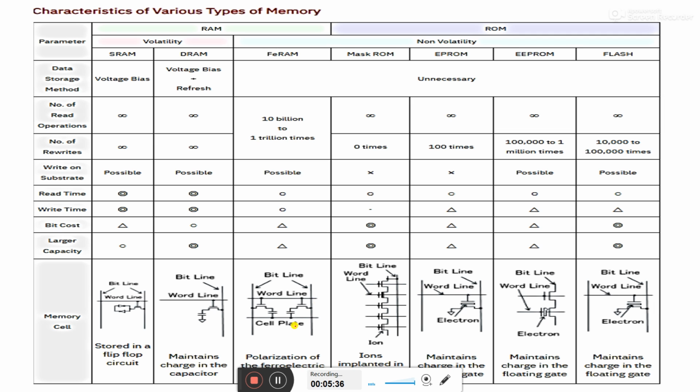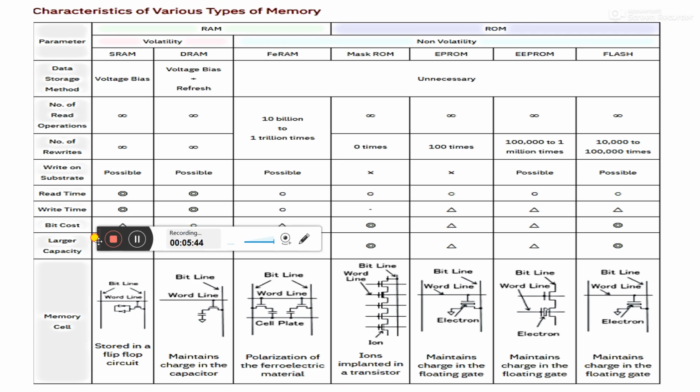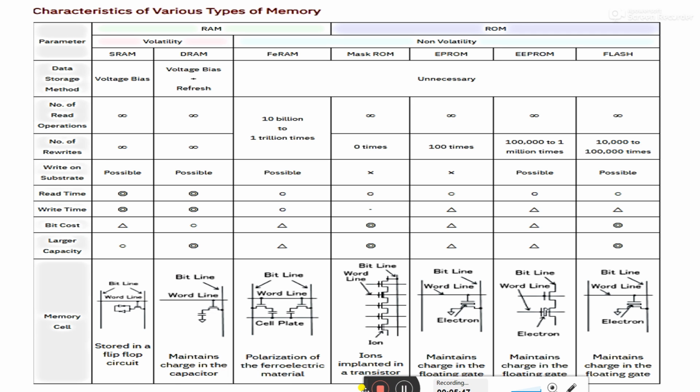Now there is a comparison between different types of memory, and you can see that there are different types of memory. Basically, your semiconductor memories are of two types. One is RAM type and another is ROM type. So RAM type comes in the volatile memory, and the non-volatile ROM memories are FERAM, mask ROM, EEPROM, or flash memory.